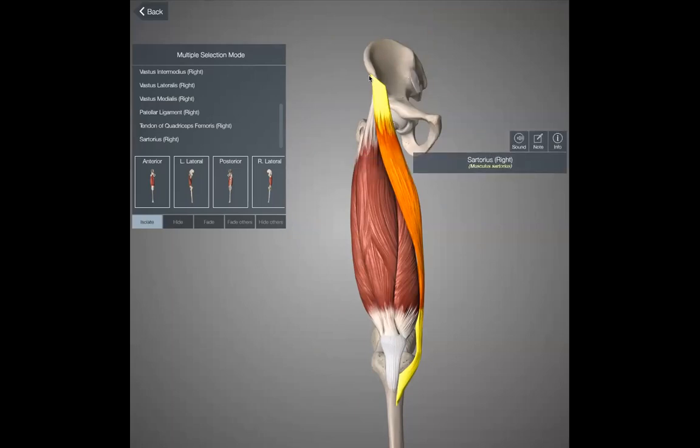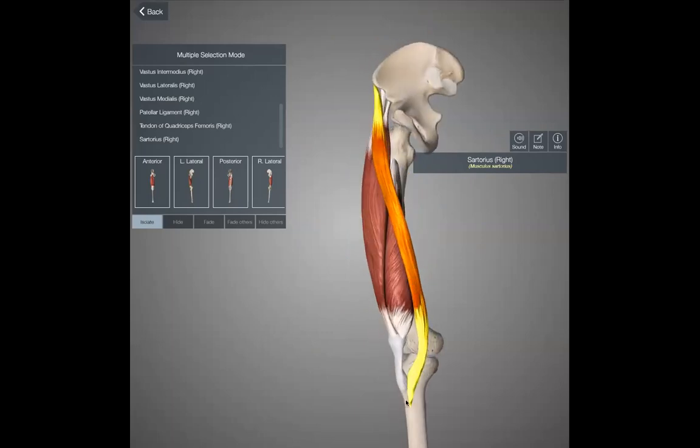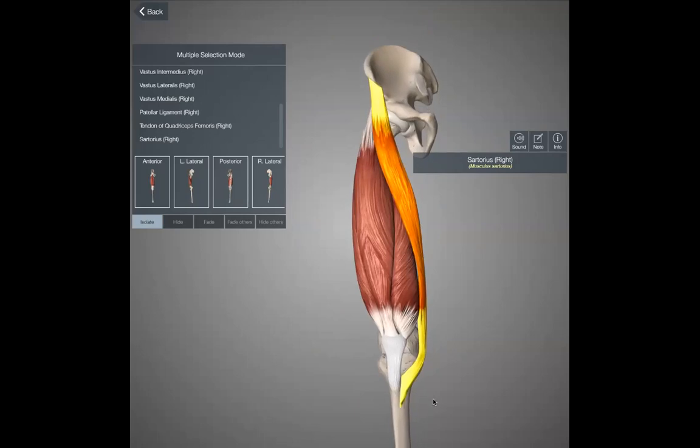Sartorius originates from the anterior superior iliac spine and travels downwards. That's the course of it, inferiorly and medially to the thigh, and it inserts onto the medial superior surface of the tibia.